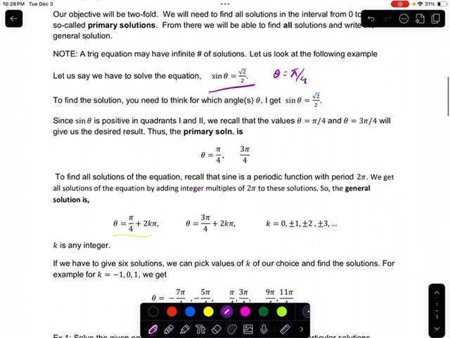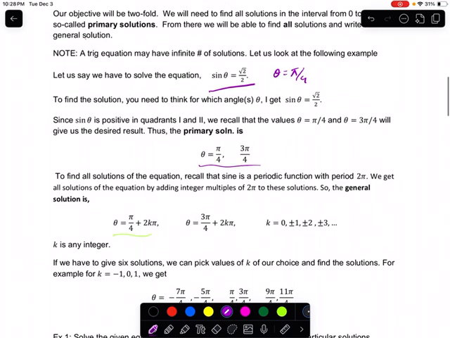Okay, so here is what we were talking about. Theta is equal to pi over 4 and 3 pi over 4. These are our primary solutions, and the general solutions will be theta is equal to pi over 4 plus 2k pi, and theta is equal to 3 pi over 4 plus 2k pi, where k is 0, plus minus 1, plus minus 2, and so on.